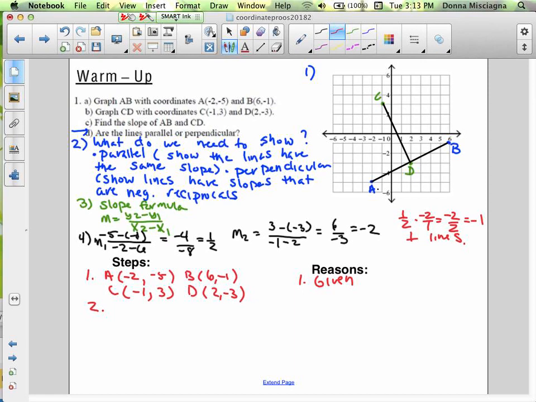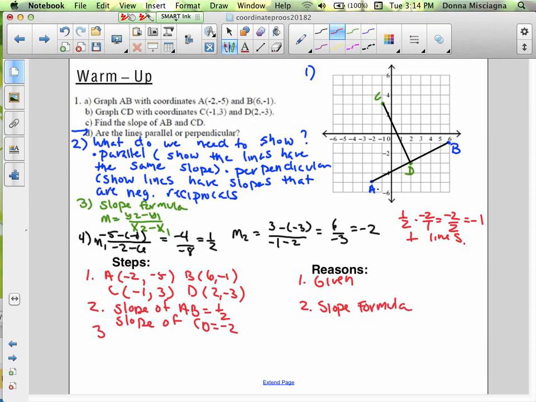Step 2, we found the slopes. Right? So we found the slope of AB equals 1/2. We found the slope of CD equals negative 2. How do we find those values? Well, we just use the slope formula. So you see, a lot of times your reasons can be just the formulas you used.